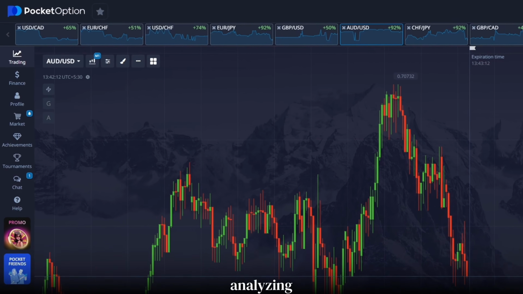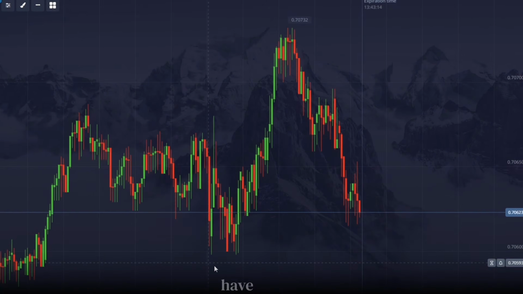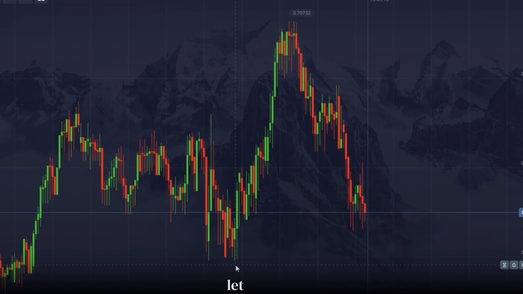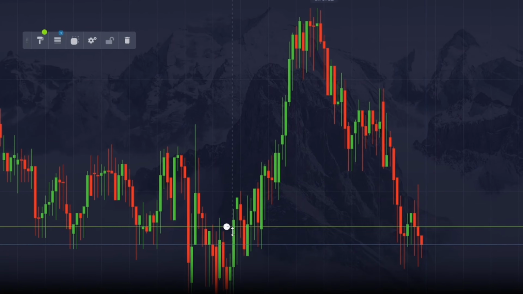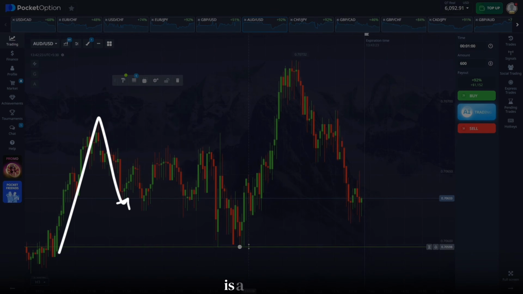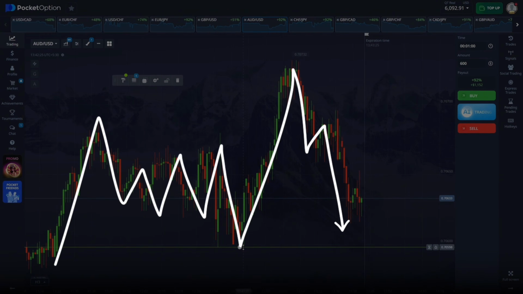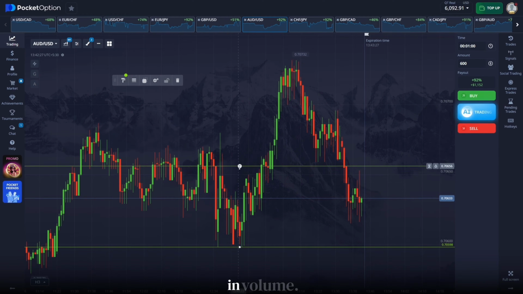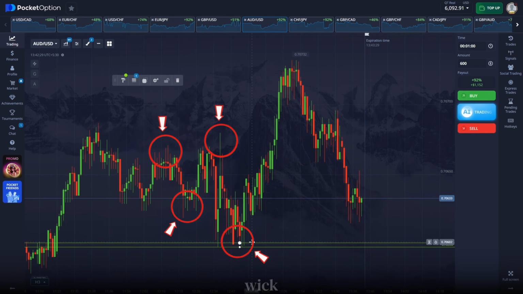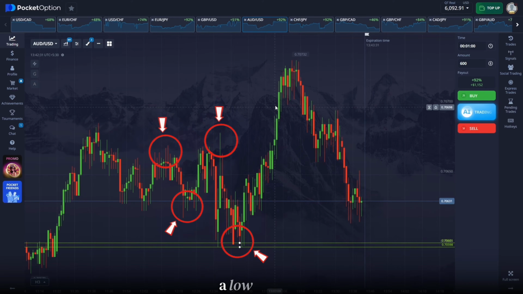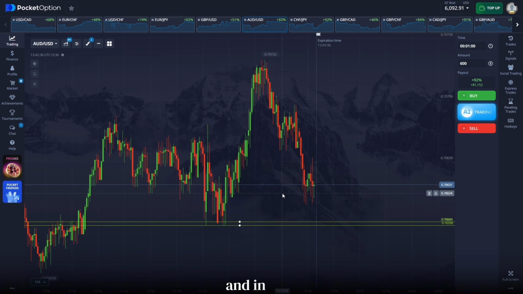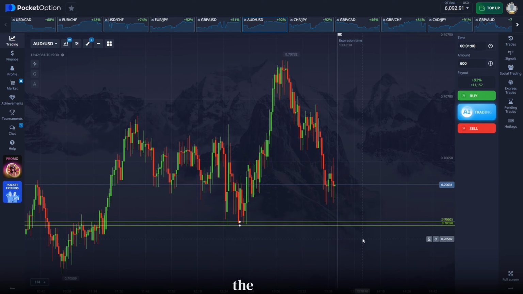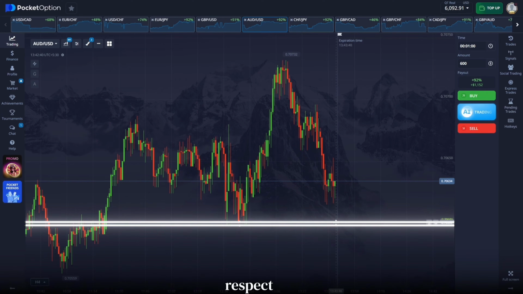Right now I'm analyzing the USD chart and I have a clear trading opportunity here. Let me first create a zone which I will use for a reversal trade. So as you can see, this is a ranging price action and also low in volume. You can see the size of wick rejection that shows that this is a low volume, high volatile market, and in such market condition, the price usually respects the support and the resistance which are clearly visible.